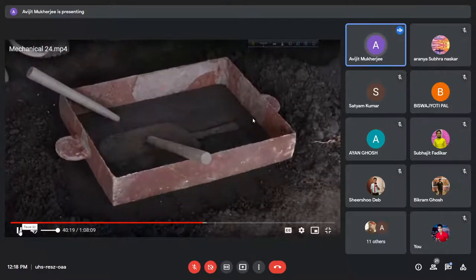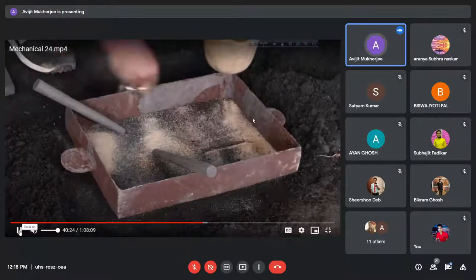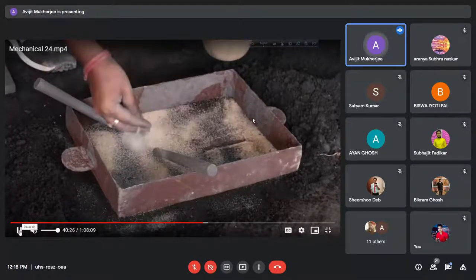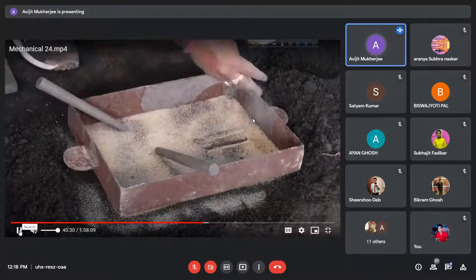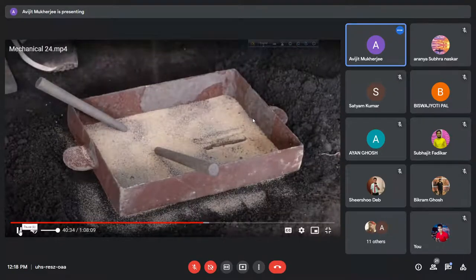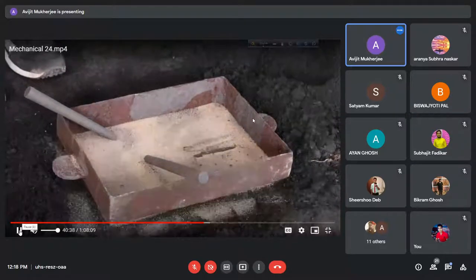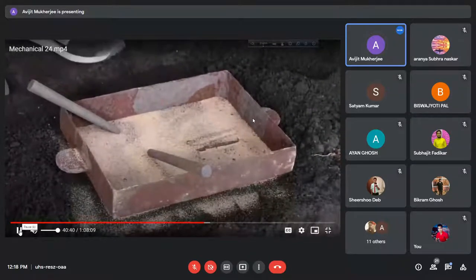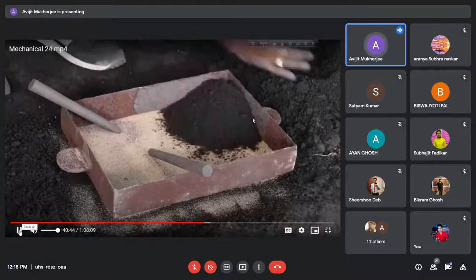After completing this, we need to sprinkle the sand over here. This is the parting sand, which divides the cope and the drag from each other. Now, this is plain sand. We are taking this and filling the entire area again.